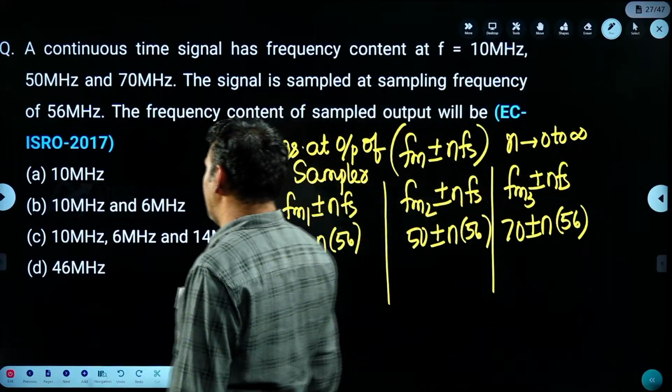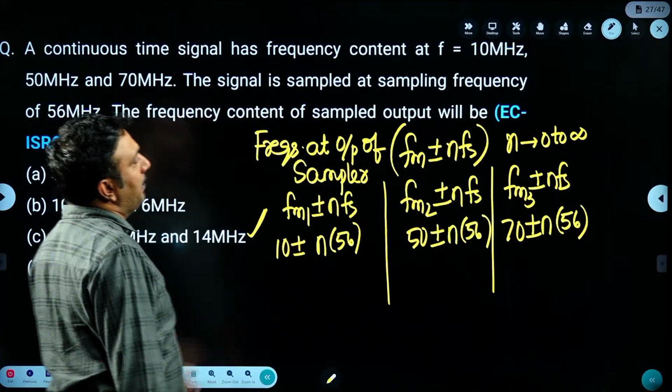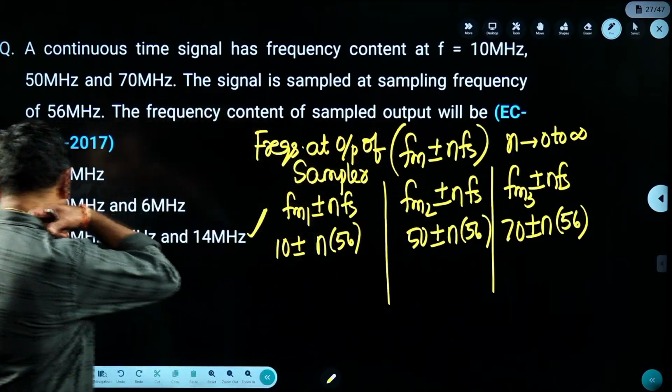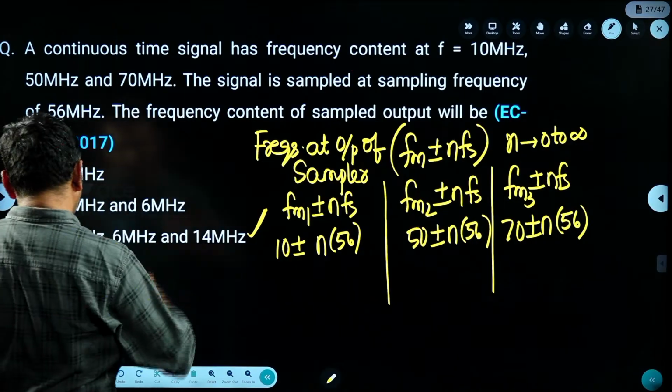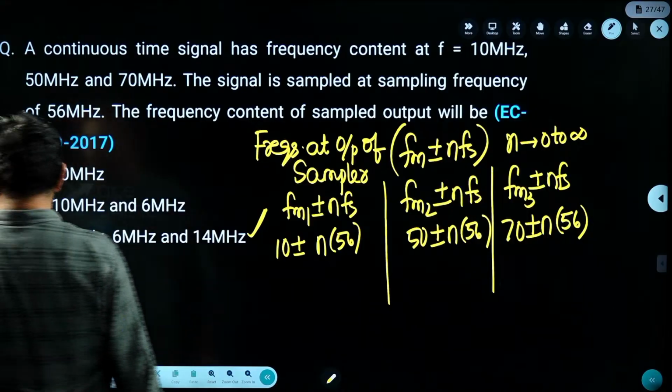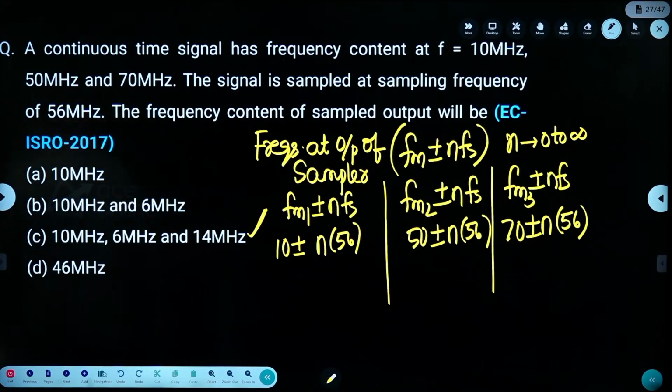So frequencies at the output of the sampler are decided by which term? In the ideal sampling case, Fm plus or minus n into Fs. Based on that point, you have to answer.